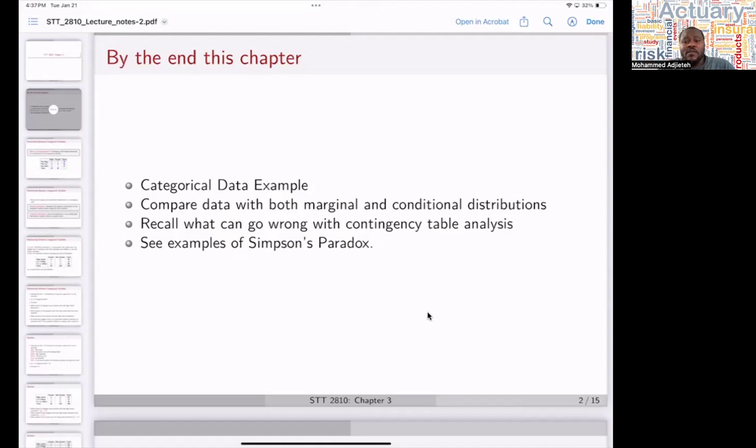And so by the end of this lesson, you should be able to understand what marginal and conditional distributions are. You should be able to identify a contingency table when you see one, and also understand what Simpson's paradox means. And also, whenever you have a contingency table, you should be able to answer some questions about it.